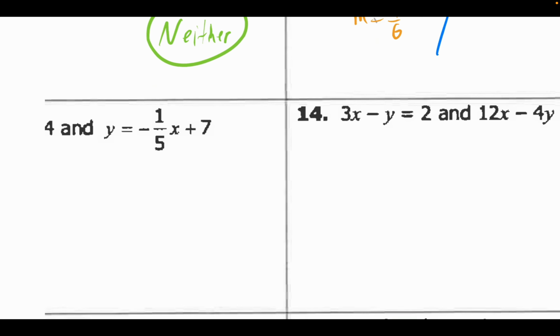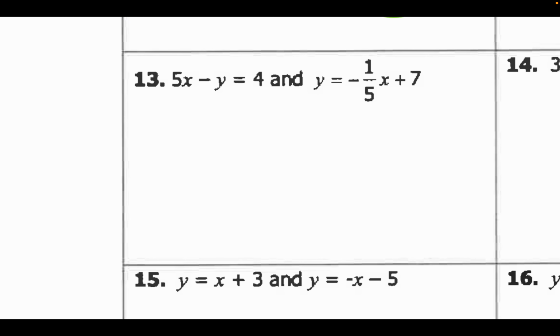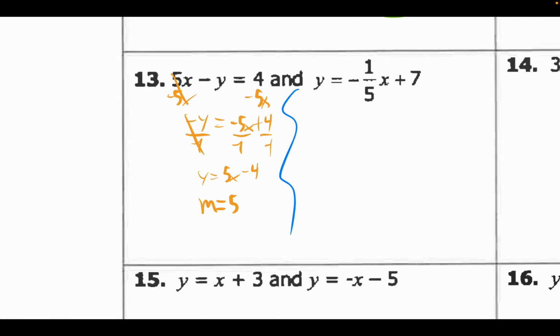On to number 13, once again needing to solve the first one, but not needing to solve the second one this time. So I solve the first one by subtracting 5x, and I get negative y, making sure I take that negative with y, equals negative 5x plus 4. Now I divide everything by a negative 1, and I end up getting y equals positive 5x minus 4, so my slope is positive 5. My other equation already is solved, so my slope is negative 1/5. These are opposite reciprocals because 5 is secretly divided by 1. Thus, these lines are perpendicular.